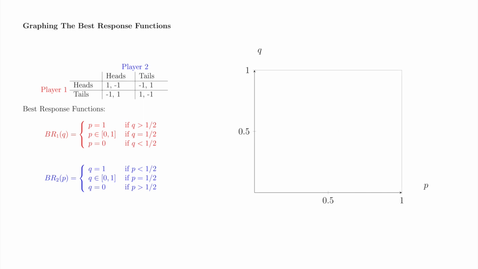We've previously visualized Nash equilibrium as the intersection of best response functions. We'll see that this visualization still obtains with mixed strategies. On the left, we have the matrix and the best response functions. We'll graph BR1 in red and BR2 in blue.